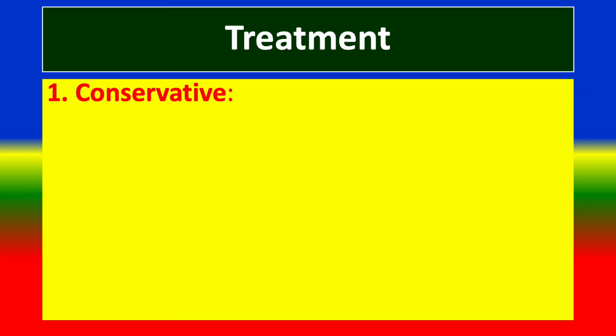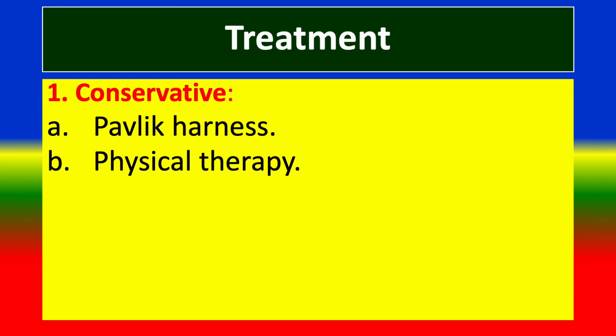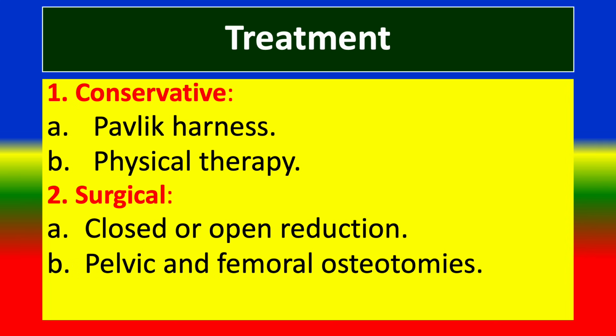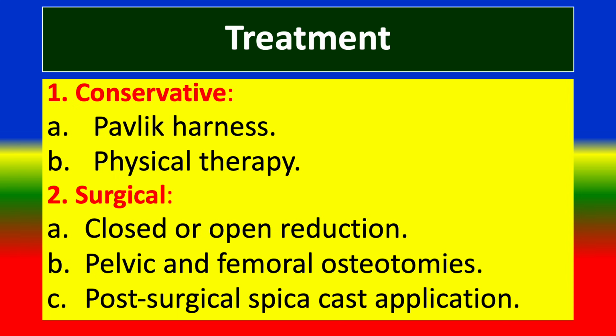Treatment options. 1. Conservative: A. Pavlik harness. B. Physical therapy. 2. Surgical: A. Closed or open reduction. B. Pelvic and femoral osteotomies. C. Post-surgical spica cast application.